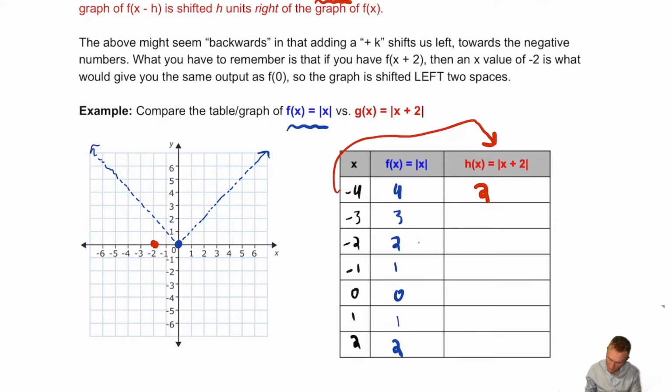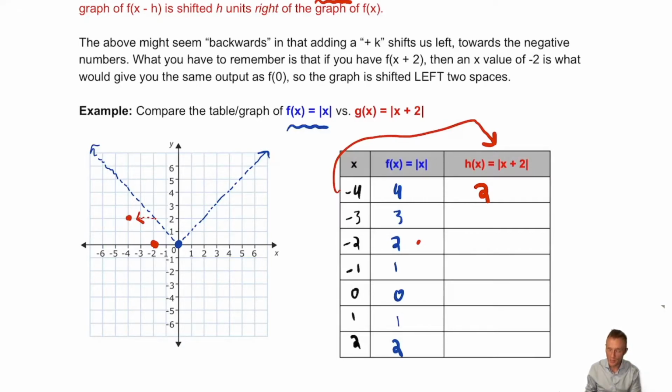Notice that +2 occurs right here. So you actually have to go left 2 spaces to -4 to get that same output. So our first point here, if we're doing it this way, is (-4, 2). Notice left 2 spaces.